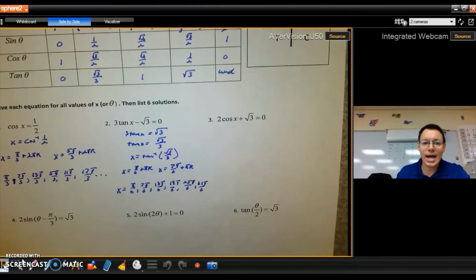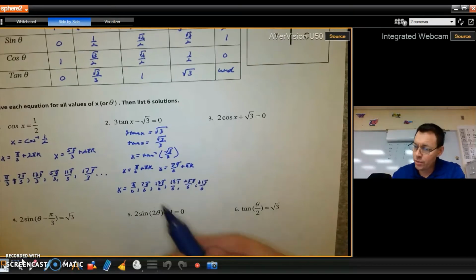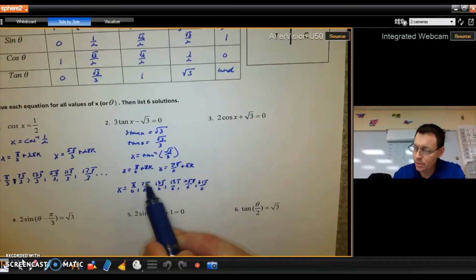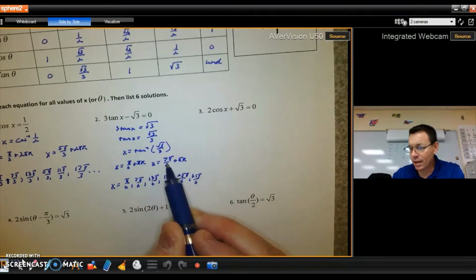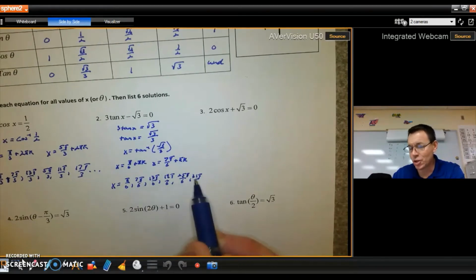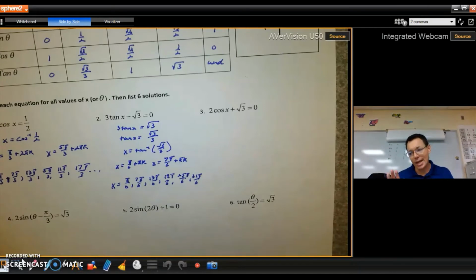So if you accidentally added 2 pi, what you would do is you would get this angle, and then it would jump over and give you this angle, and then this angle. And then when you added 2 pi to this one, you would get this angle and this angle. So you'll get the same answers, but technically that's the correct way to do it, by adding 1 pi.